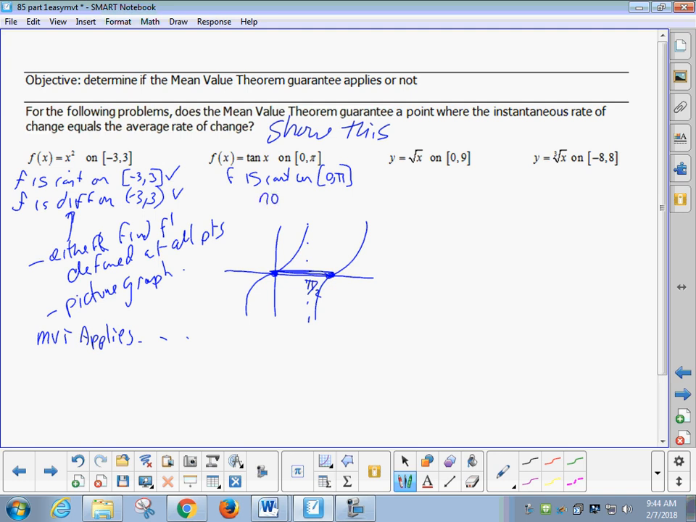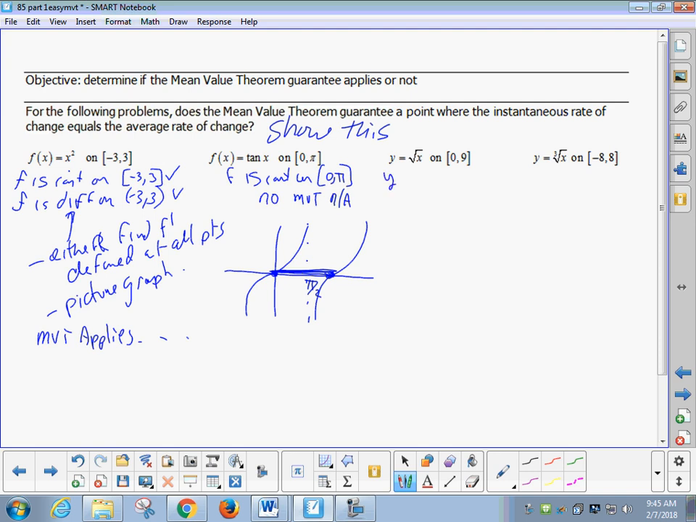Now, I didn't even do the differentiability. The minute you find one that fails, it fails. Done. So if you did differentiability, fine, although how could you fail continuity but succeed in differentiability? That's also ridiculous. So it's a no, MVT does not apply. Not good. All right? There is no place where the slope would match that slope. It's just not continuous.